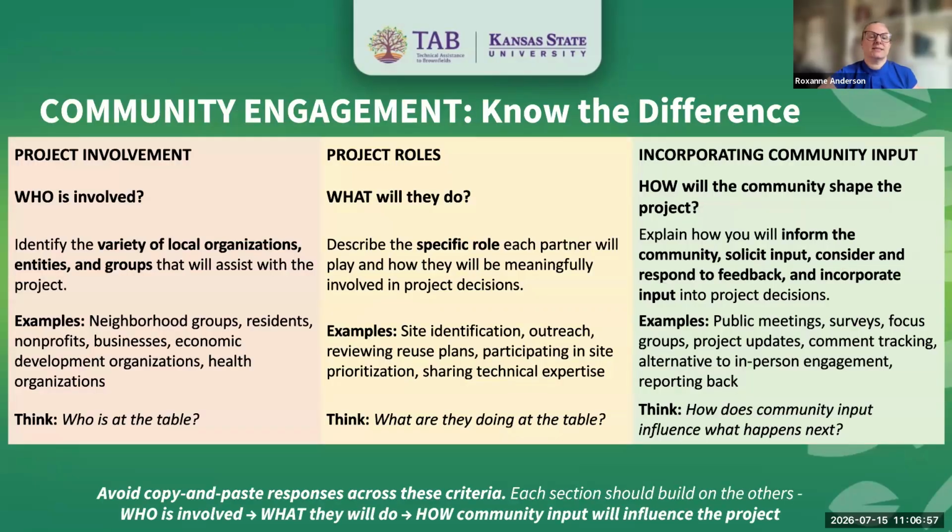So I put this slide together and I'll briefly go over it. It's just that the 3 criteria can start to sound very similar when you're trying to put together the application. And when we see applicants copy and paste essentially the same responses 3 times or in different areas, I can understand why that is challenging to figure out what to put where. So here's the easiest way I know how to separate them. First is project involvement, which is the who is at the table, what organizations. Project roles is the what those partners are actually doing and how they're meaningful. And then incorporating community input is the how will the community receive information, provide input, and influence what happens next.